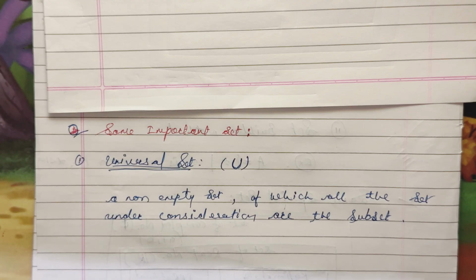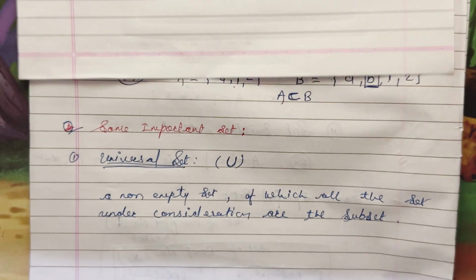Like in our previous Venn diagram, we learned that the set of complex numbers is the universal set. Under this, real numbers, rational, irrational, and integers are all subsets of it. So the set of complex numbers we consider as the universal set. I hope you all have understood the concept.